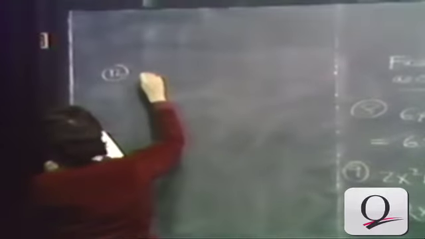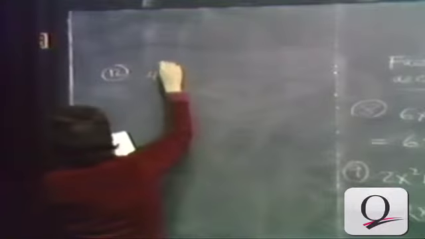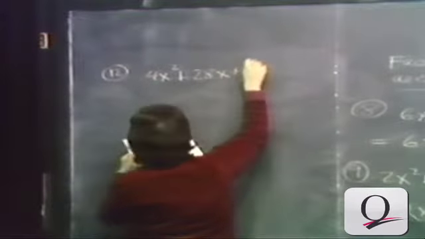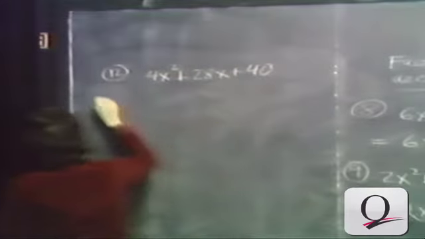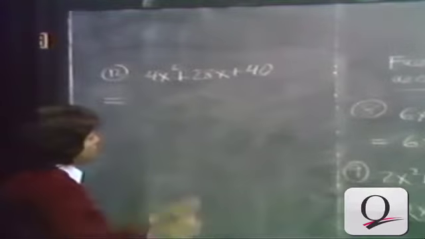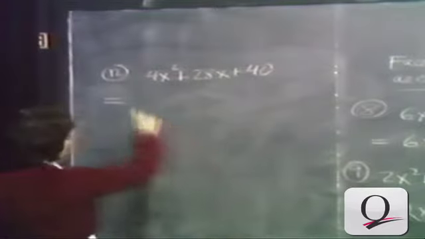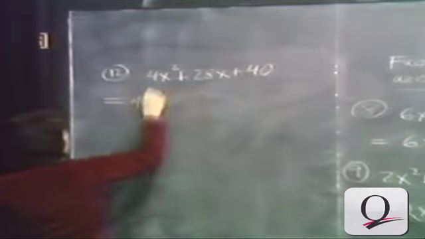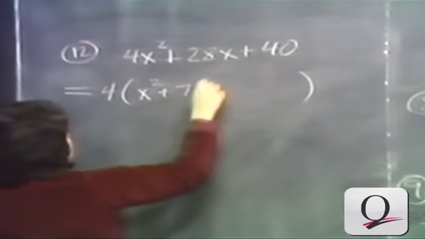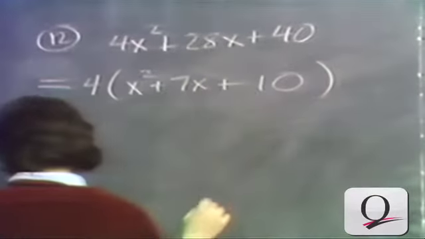Problem number 12. 4x squared plus 28x plus 40. As always, the first thing to do is to ask yourself, is there any common factor that I can pull out? And in this case, there is. You can pull out a 4, leaving you with x squared plus 7x plus 10.